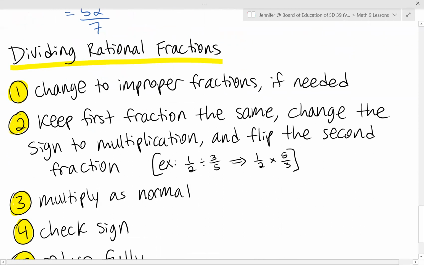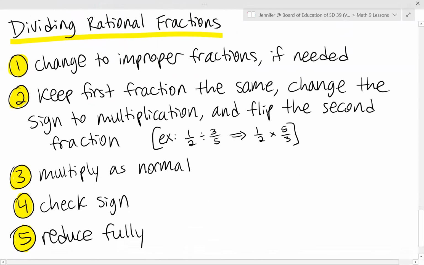Lastly, dividing rational fractions, very similar to the steps we just went over. Change it to improper fractions first. When we're dividing fractions, you keep the first fraction the same, like this example. You change the sign to multiplication. You turn it into a multiplication problem. And then you flip the second fraction. So 3 over 5 becomes 5 over 3. And then you just have a normal multiplication question. You multiply like normal, you check your sign, and you fully reduce.